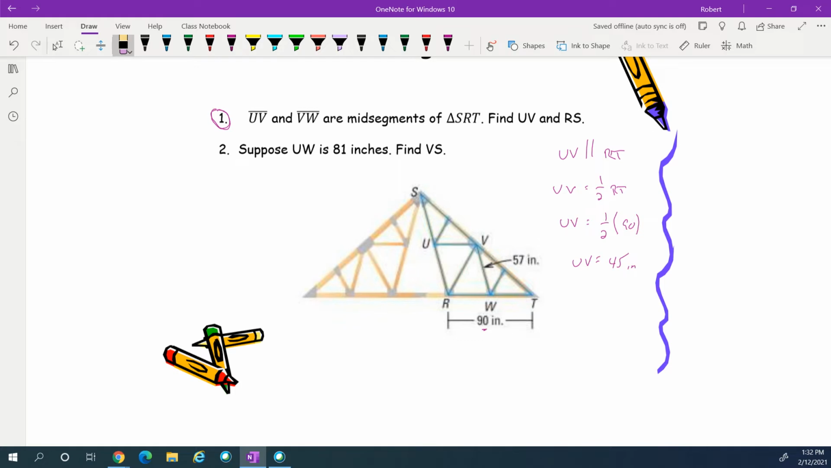If we work with VW, it connects the midpoints of two sides. It is parallel to the third side and measures 1/2 of that third side. So VW is parallel to SR or RS. Same thing. I'm just going to name it the way the problem gave it to us. RS. VW equals 1/2 of RS. So VW is 57. That equals 1/2 of RS. So we multiply both sides by 2, and we get 114 inches for RS.